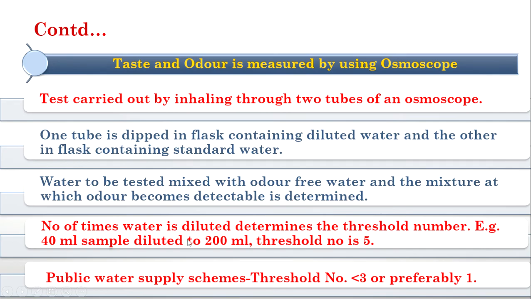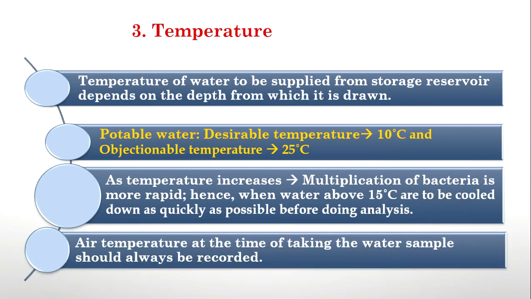Now the third parameter is temperature. You all know what temperature is. The desirable temperature of potable water is 10 degrees Celsius. Below 10 degrees Celsius, it is very good. And when it is greater than 25 degrees Celsius, it is objectionable. We have to check the water, whether it is good for health or not. We have to check when it is 25 degrees Celsius or above.